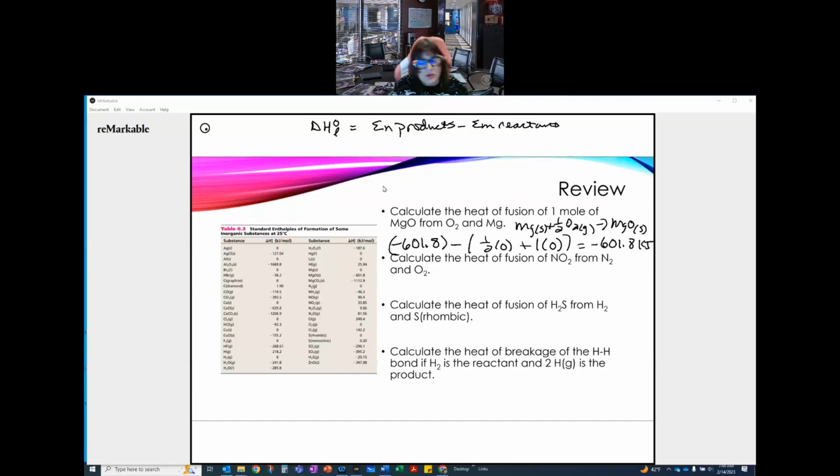We typically report these only as kilojoules and not as per mole, because it's implied that it's per 1 mole that we're making because it's a delta H formation. So we typically only report that as kilojoules. So there you go. Awesome.